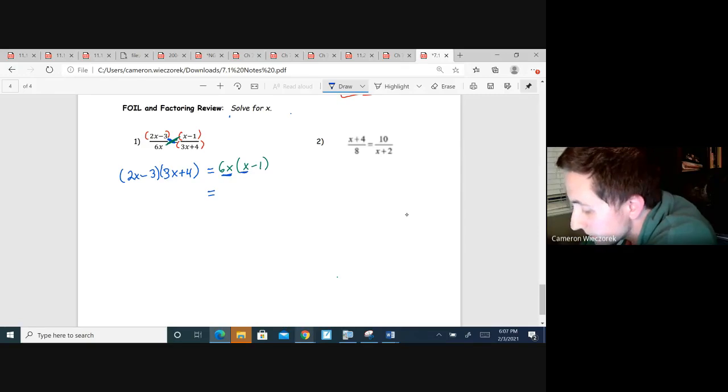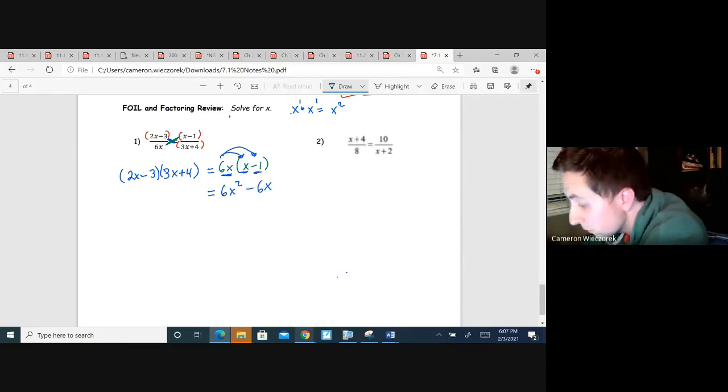6x times x. Remember that x times x is not 2x, it's x squared. You have to add those exponents. So this would be 6x squared. 6x times negative 1 would be negative 6x. So that takes care of the right-hand side.